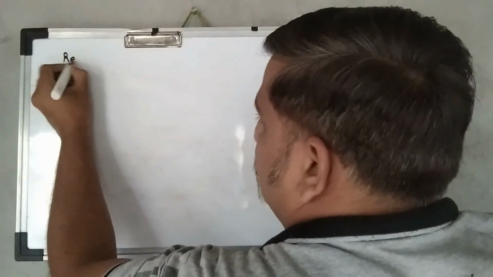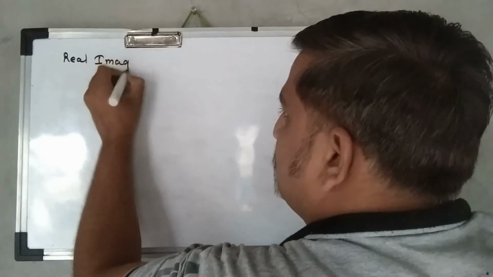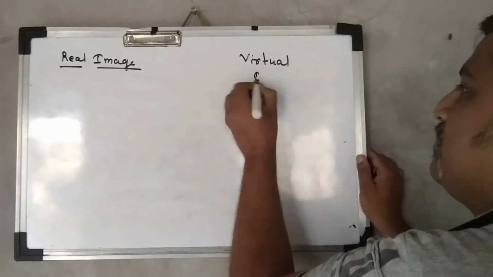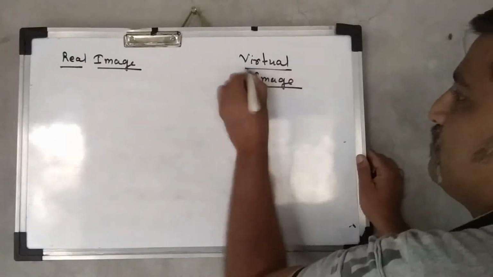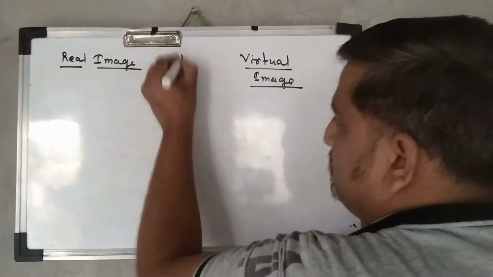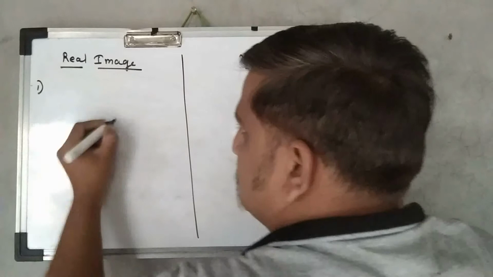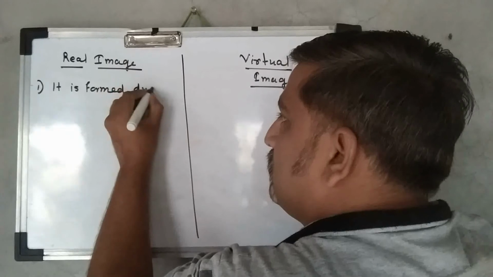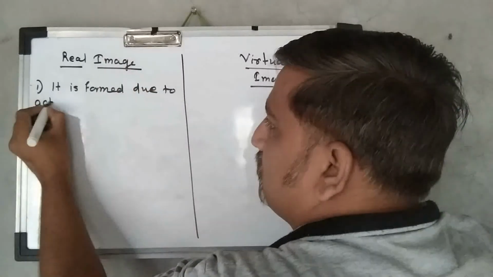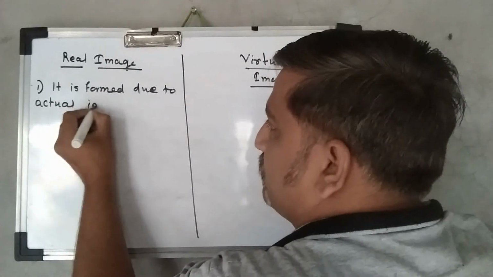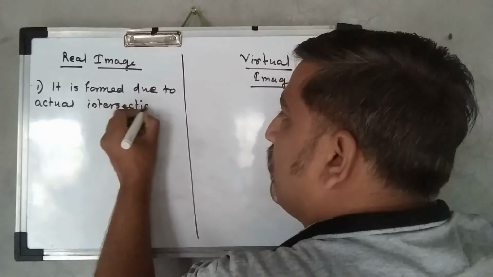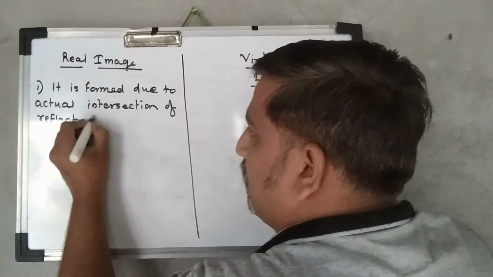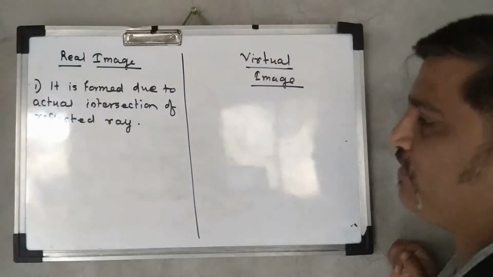First is a real image, and the other image is formed as a virtual image. Okay, real and virtual image. What is the difference between this real as well as the virtual image? First, it is formed due to actual intersection of reflected ray. Actual intersection of reflected ray.